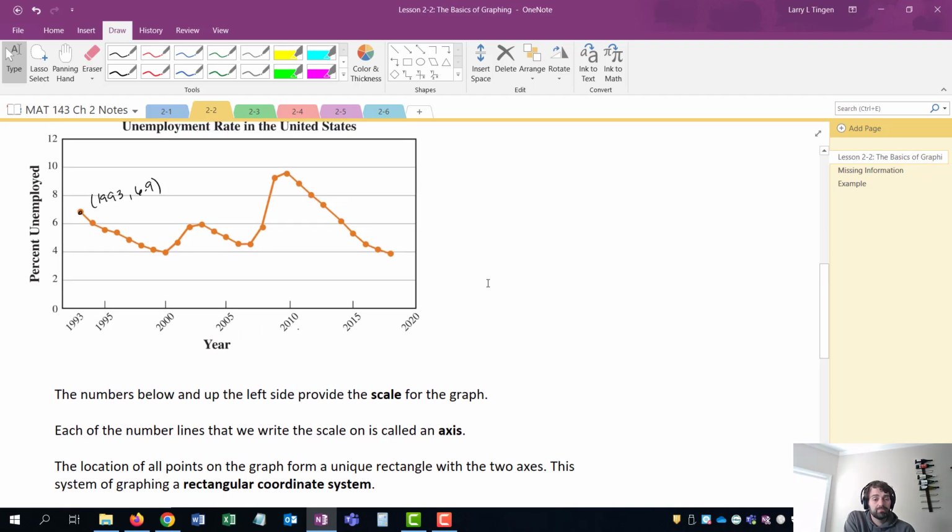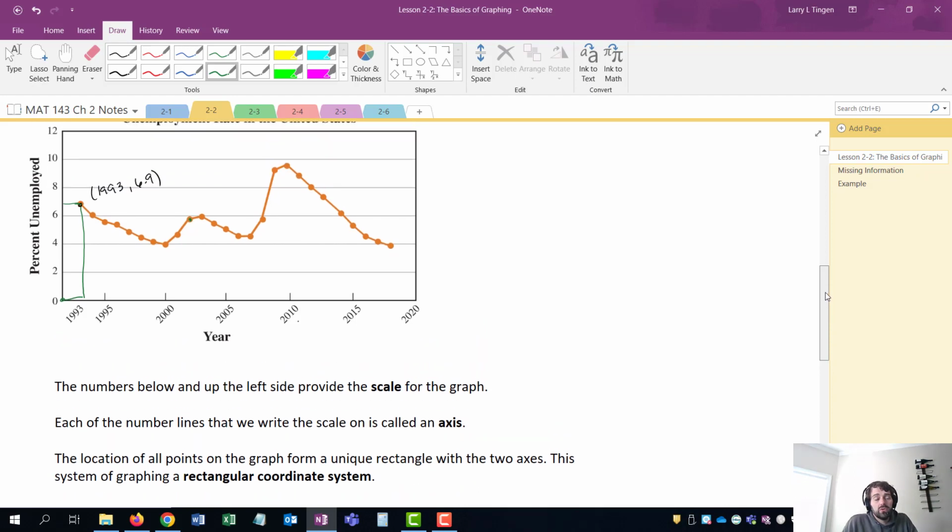Location of these is from the rectangular graphing system. What that means is, based on any data point that you've plotted, I can go from the origin up to that point and create a rectangle. So here, I went to the right 1993 units and I went up 6.9 units. So now I have a rectangle. Every one of these points can correspond to a rectangle where the data point is at the top right and the origin is at the bottom left.